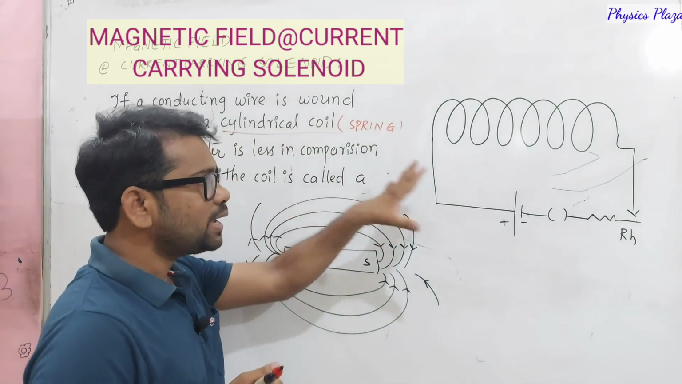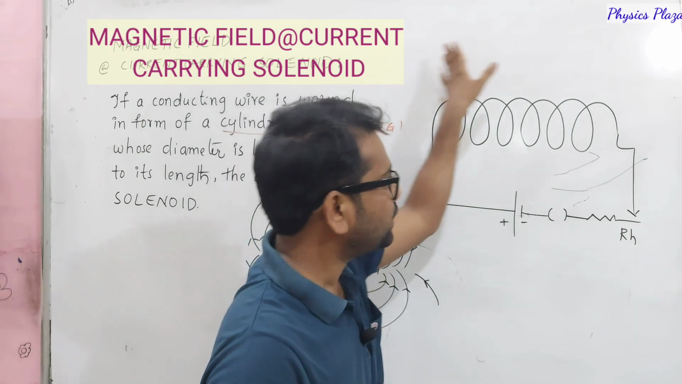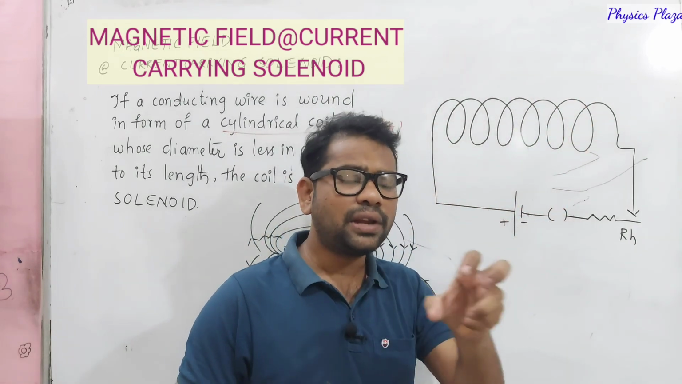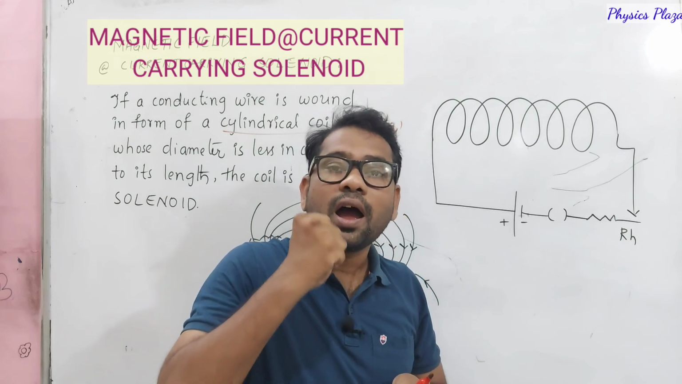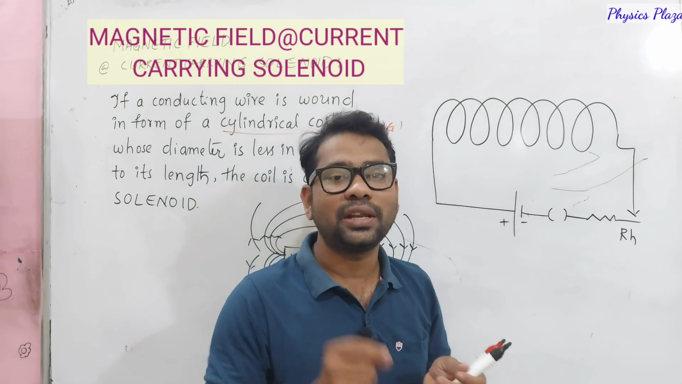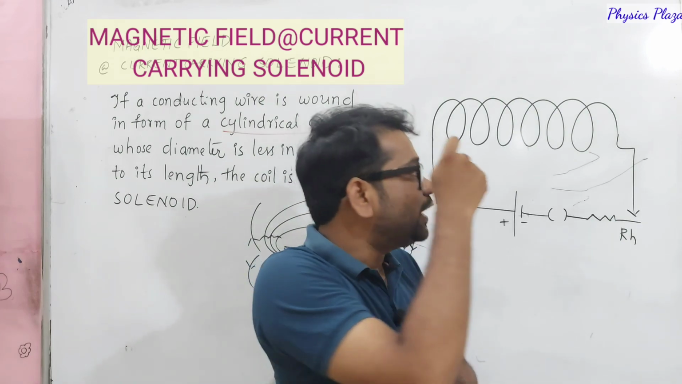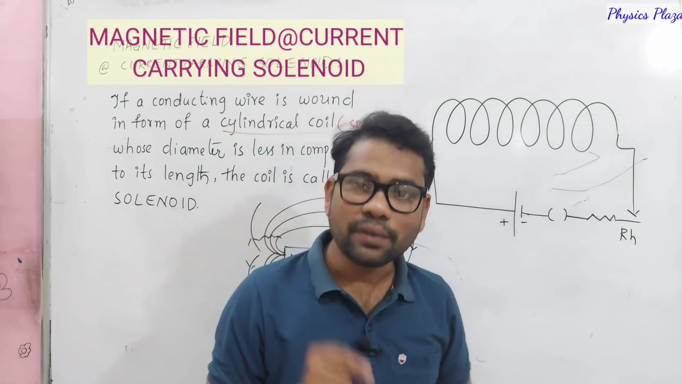So children, as we are saying that a current carrying solenoid also has a magnetic field around it. As the magnetic field will be there, there should be a south pole and a north pole. How to identify the south pole and the north pole of the solenoid? Children, this is very important. Here we need the concept of the clock rule again.